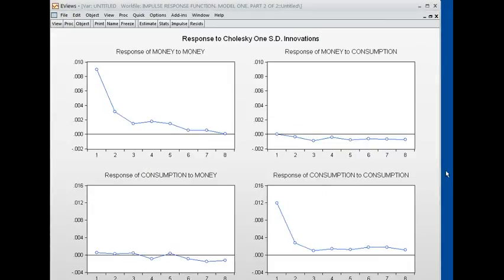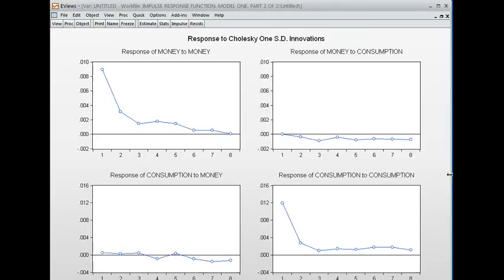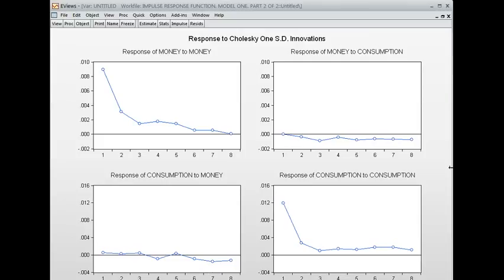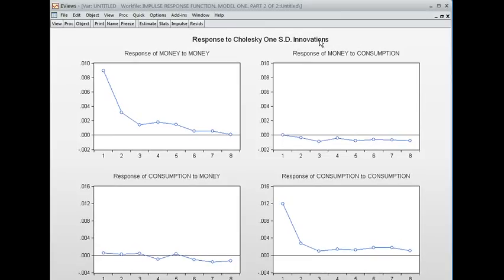So this is the outcome of the results. You can see from here the outcome of the whole thing. So response to Cholesky, 1 standard deviation innovation. Here innovation means actually residuals or impulses or shock. That is called innovation. Innovation can be error term also. Okay, so first I talk about these two, then I talk about these two.